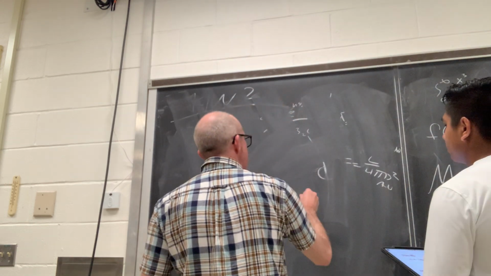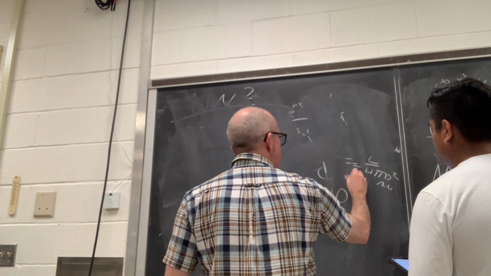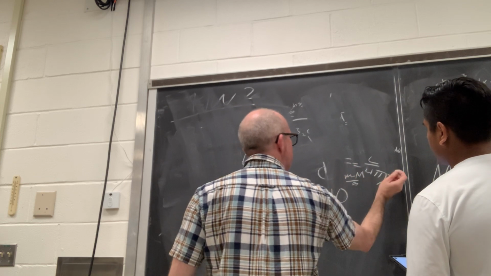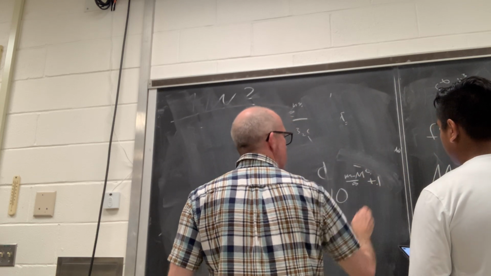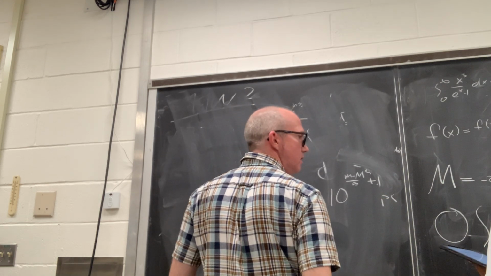Yeah, so here, D is 10, the little m minus big M over 5 plus 1. And that's it. It's just plug and play.